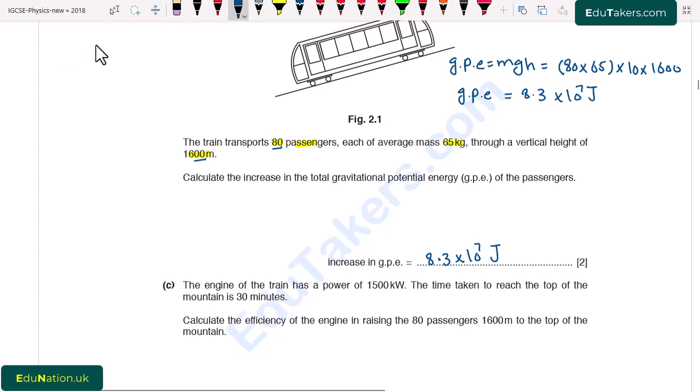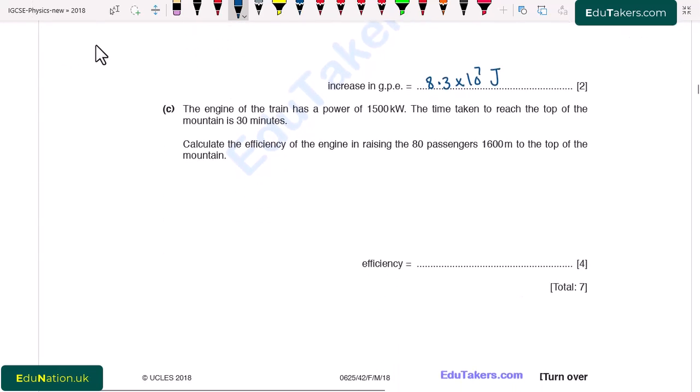Part C. The engine of the train has a power of 1500 kilowatt. The time taken to reach the top of mountain is 30 minutes. Calculate the efficiency of the engine in raising 80 passengers 1600 meter to the top of mountain.